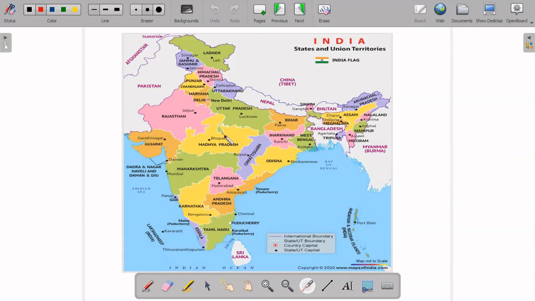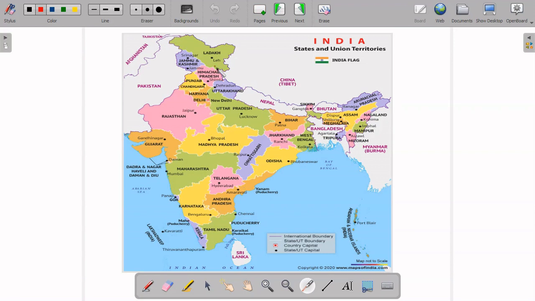Here in the second map we can see the map of India. It depicts the states and union territories. It means it depicts this country known as India, with the geographical boundaries of the country, and within the country, there are states with their own geographical boundaries.